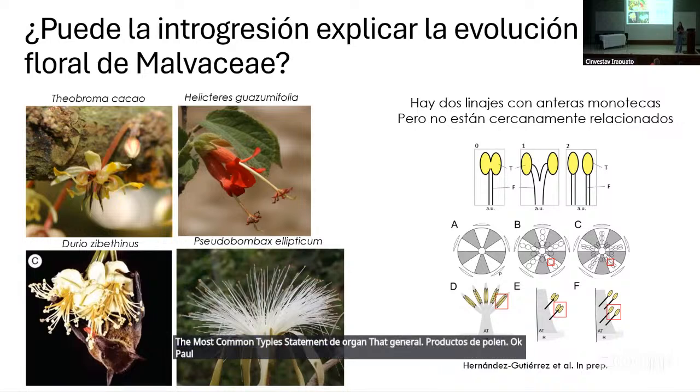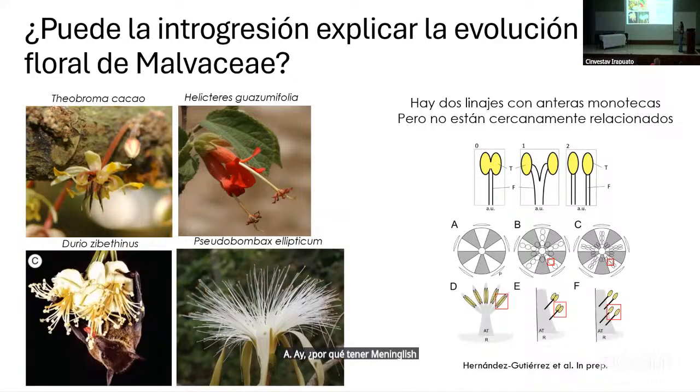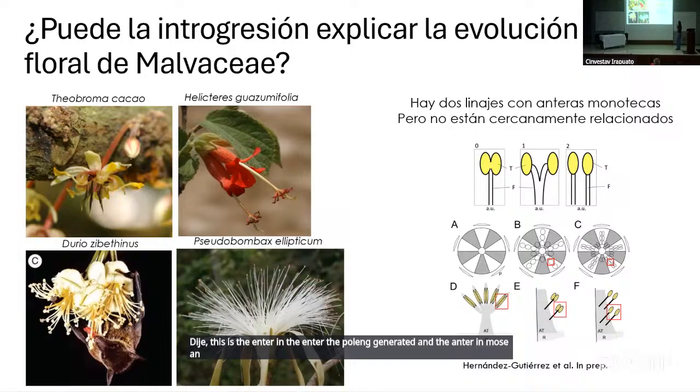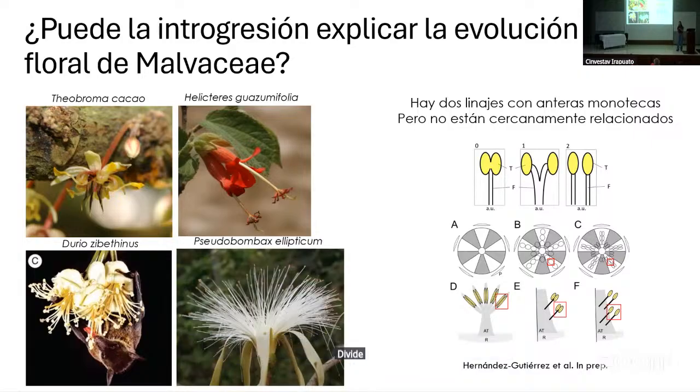The pollen-generating organs are the stamens, and the stamens are divided in two parts. I forgot the name in English, that's not important. The important thing is this, because this is the anther. In the anther, the pollen is generated, and the anther in most angiosperms is divided in two thecae, okay? In Spanish is tecas, two thecae. In some Malvaceae species, we have these two separate tissue stamens with one theca each, okay? And we call these monothecate anthers.